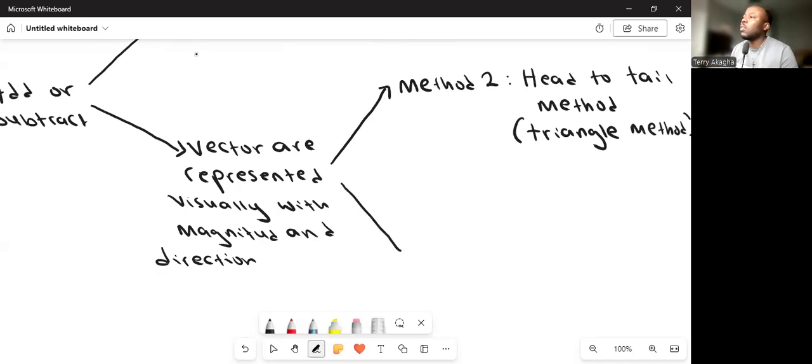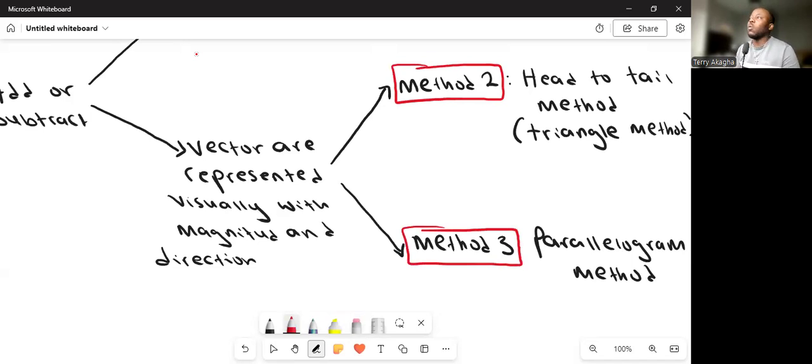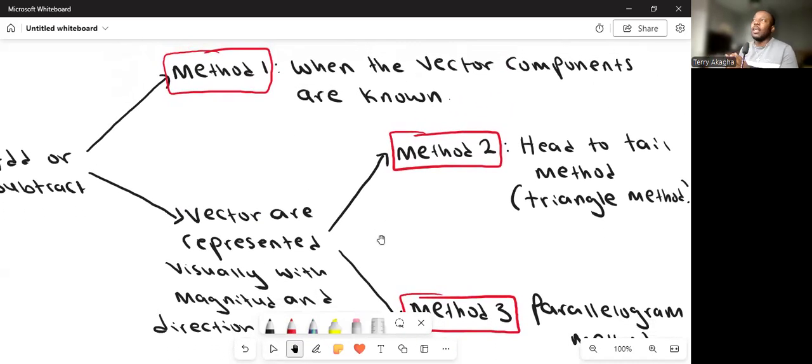Now the third method is what we call the parallelogram method. So this is the second method, and this is the third method. Okay? I'm going to talk about each of these 3 methods in the subsequent videos. Next video, I'm going to talk about when the vector components are known. After that, we'll talk about the head to tail method, and finally the parallelogram method.